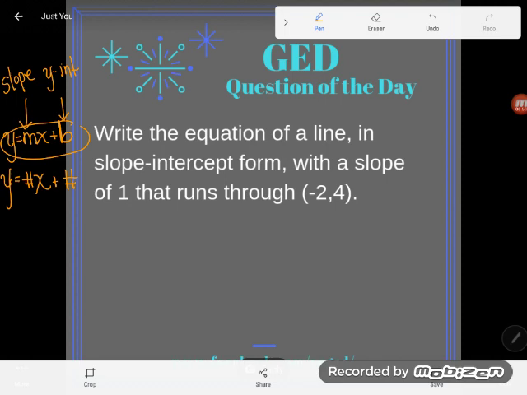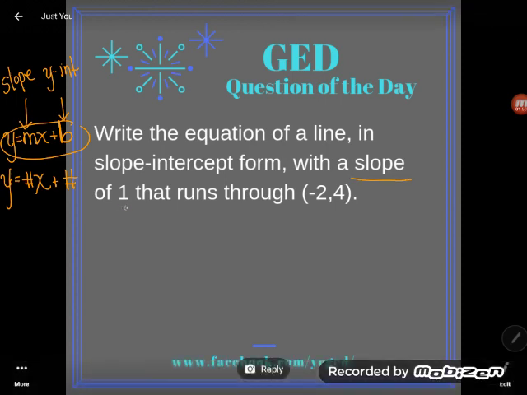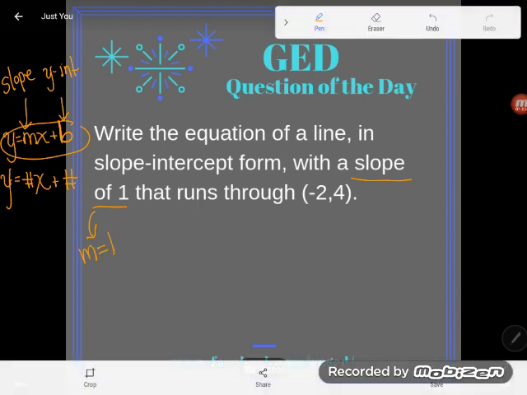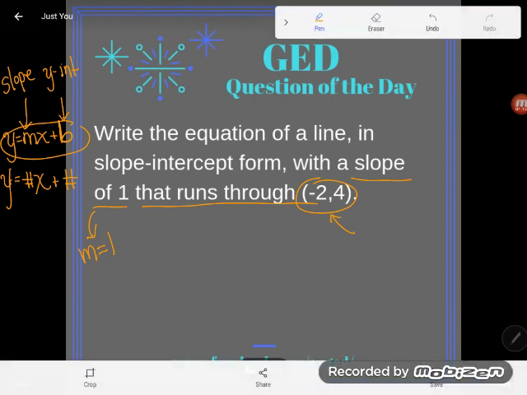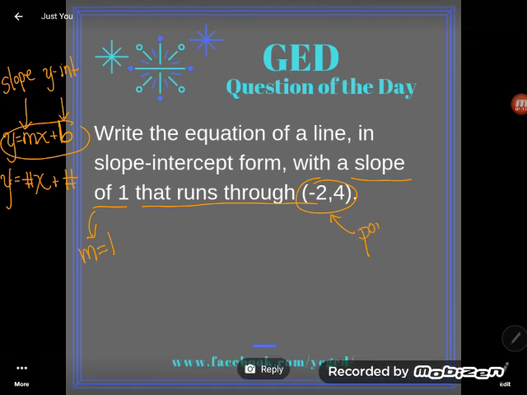It says that our line has a slope of 1. Hey, that makes me cheer. I know the slope is 1. And then they give me this other random thing. They say that it runs through (-2, 4). And I hope you guys know, seeing this here with the parentheses, that's a point.